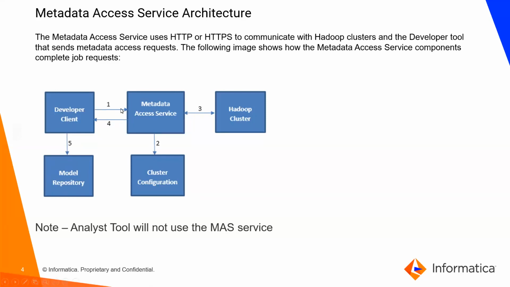First, the developer client will send the request, like an import metadata request, to the metadata access service. The metadata access service will get the required site XMLs and the distribution version from the cluster configuration output. With these details, it will connect to the Hadoop cluster. From the Hadoop cluster, it will fetch the required metadata and give it back to the developer client, and developer client stores it in the model repository service.